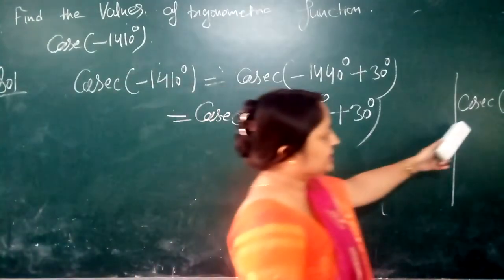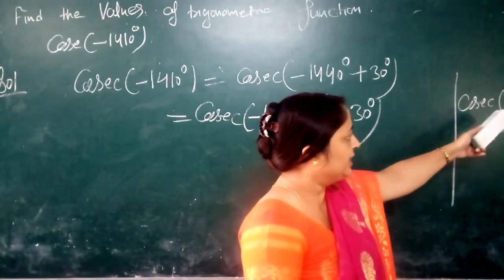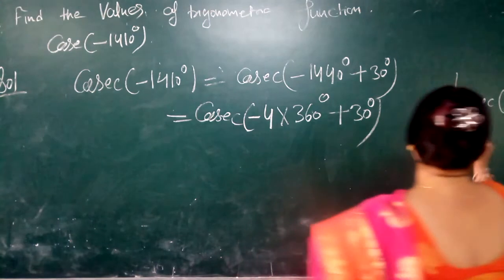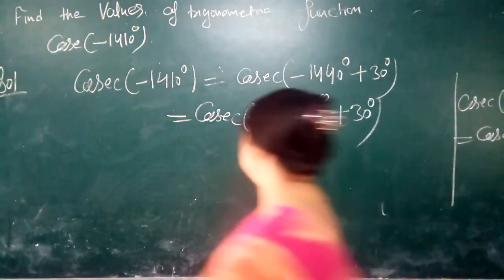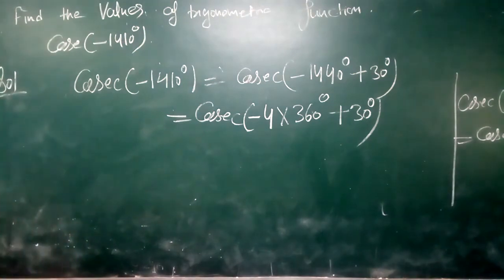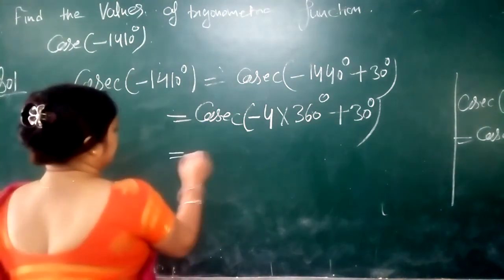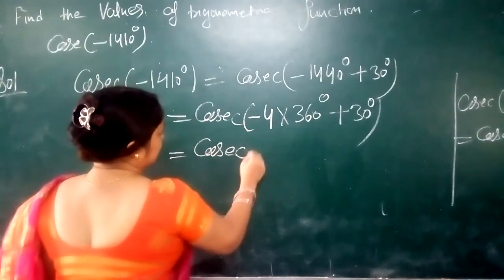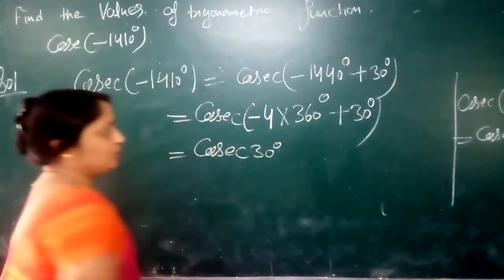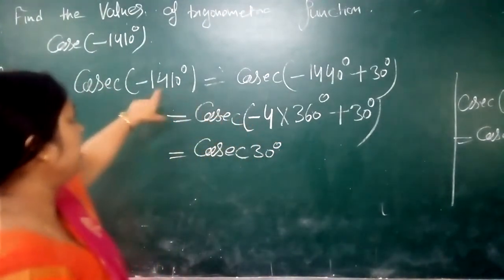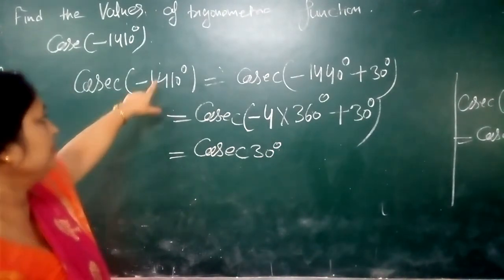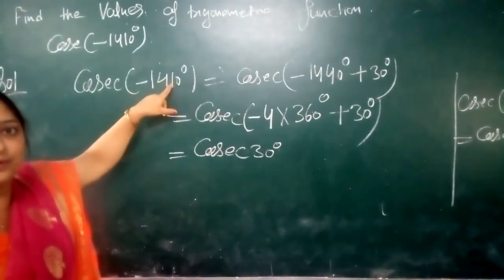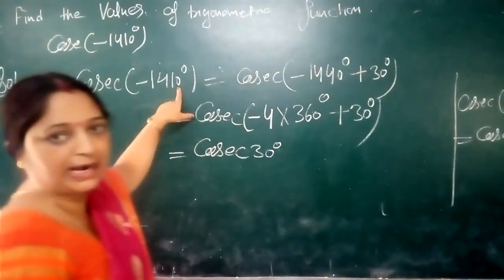So cosec of 360 degree into n plus theta is cosec theta. So what is the value here? Here minus 4 into 360 plus theta, so it will come cosec 30 degree. Now which quadrant is it going in? You have to check the quadrant also. So cosec of minus 1410 degree is in the third quadrant.